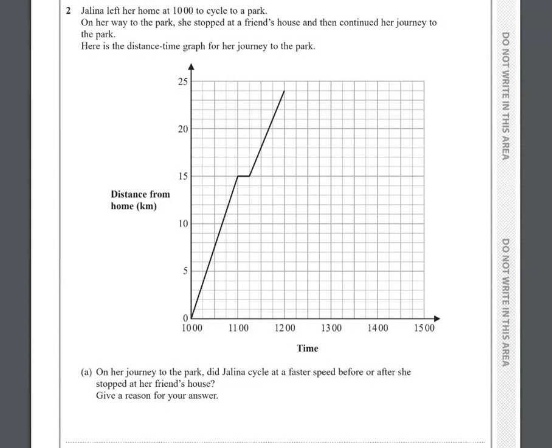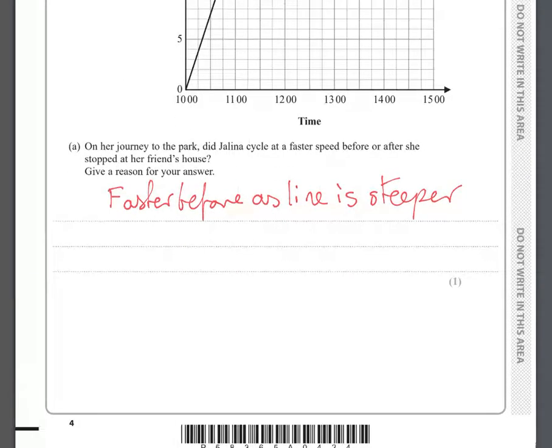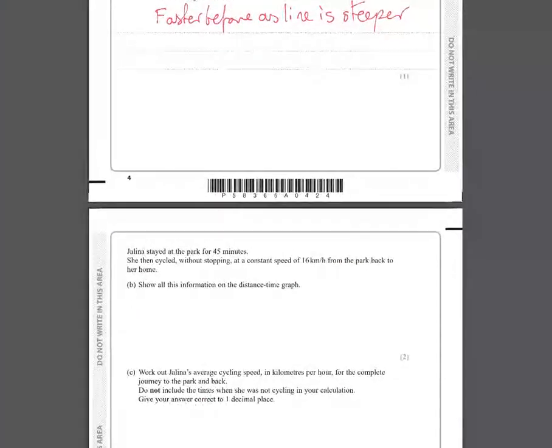So the speed is how steep the graph is. So it is steeper before than after. You can see it's slightly tilted away, so faster before, as the line is steeper. Okay, 1 mark.